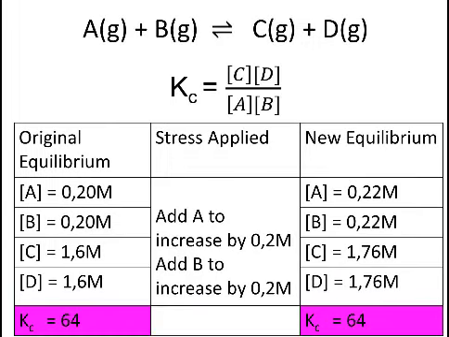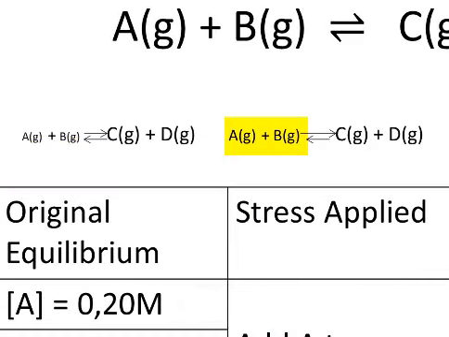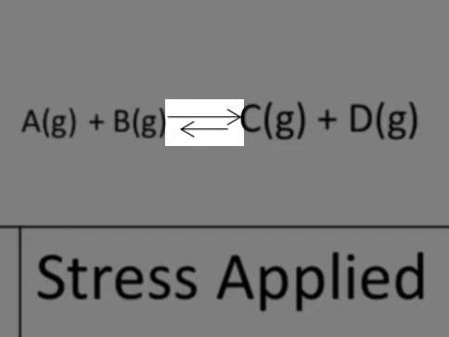The equilibrium constant Kc for the original equilibrium is 64. The stress which was applied was an increase in A's concentration as well as an increase in B's concentration. In other words, an increase in the concentration of the reactants. For a while, that caused the forward reaction to be at a greater rate than the reverse. In other words, equilibrium was disturbed.